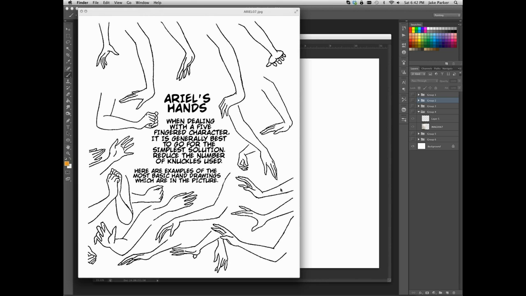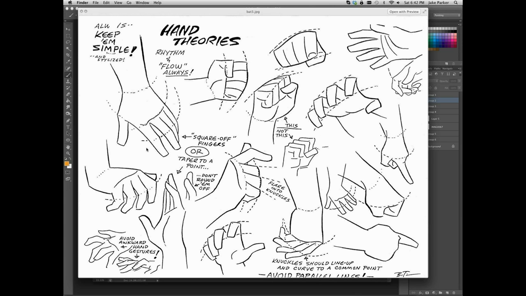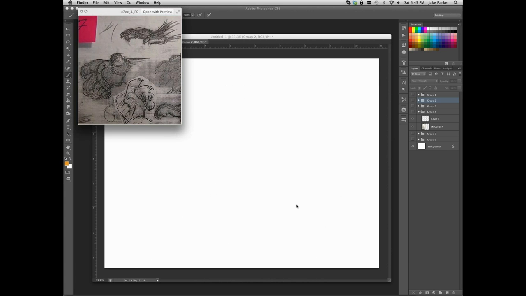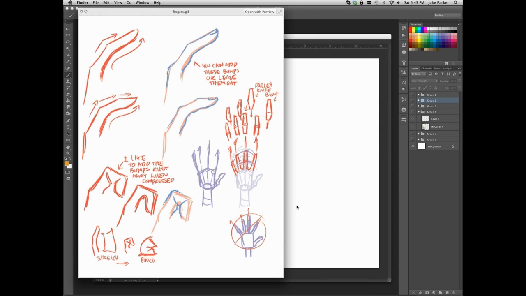You can see here how they use this curvature to line the knuckles up. And if you're ever wondering, how do I line these fingers up in a way that looks believable and not too stiff, think of them as always following a curve. Yeah, I think that pretty much covers it.